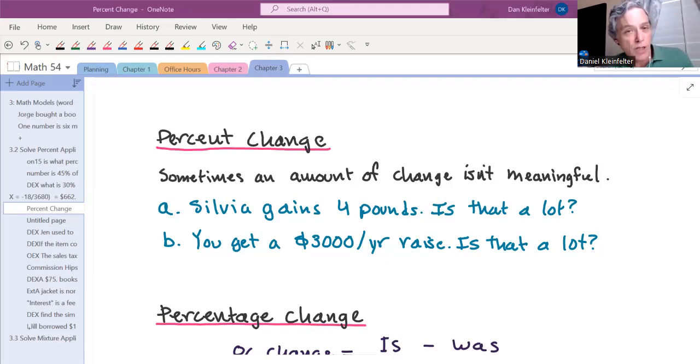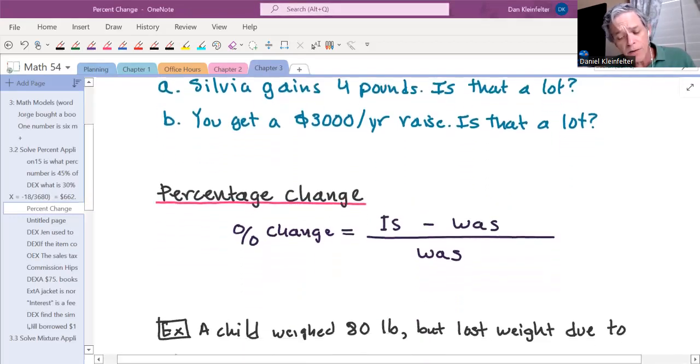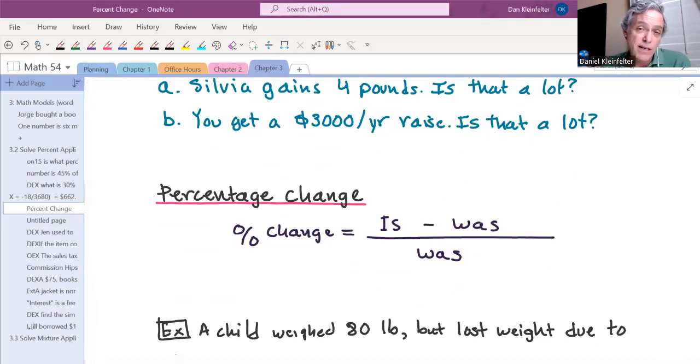And so that's where percentage change comes in. Different books present this in different ways with different formulas. Some give us 2 separate formulas depending on whether there's an increase or decrease. I like to do just one formula because it's just one formula and not 2. And so we'll express this as the percentage change being whatever the quantity is now minus whatever it was, divided by whatever it was. And if this answer turns out positive, it's a percentage increase. If this answer turns out negative, it's a percentage decrease.